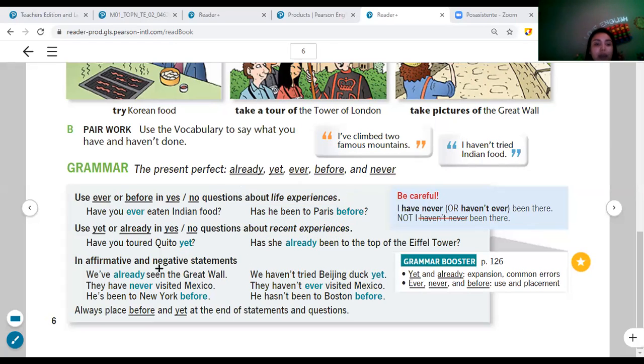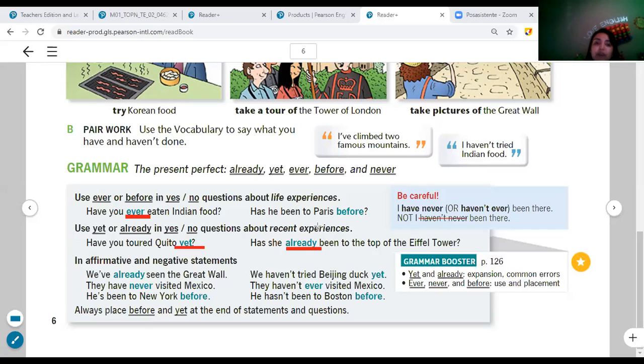So yet and already we are going to use about recent experiences. Let's see. Have you toured to Quito yet? Has she already been to the top of the Eiffel Tower? And the same rule. Like before, yet is used at the end of the sentence and already, like ever, goes before the verb. So, ever and before about life experiences in a long time, and yet or already about activities in the past but recent, that just happened.